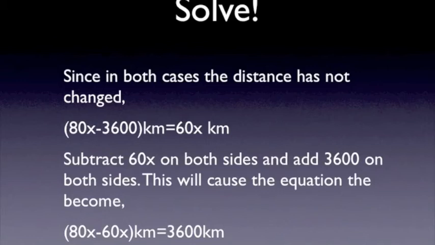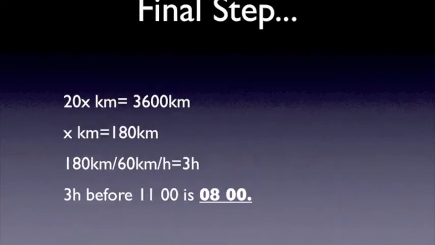Solve. Since in both cases the distance has not changed, 80x minus 3600 km equals 60x km. Subtract 60x on both sides and add 3600 kilometers on both sides. This will cause the equation to become 80x minus 60x km, which equals 3600 km. Final step: 20x km equals 3600 km. x km equals 180 km.